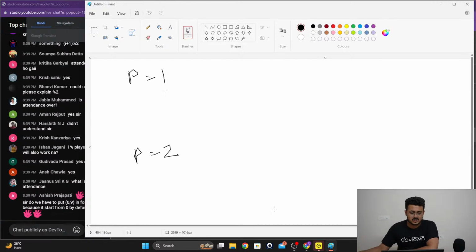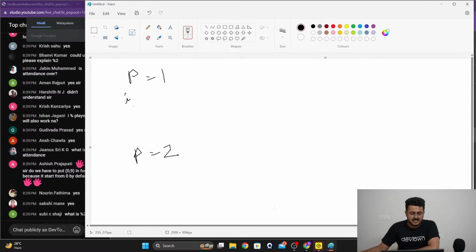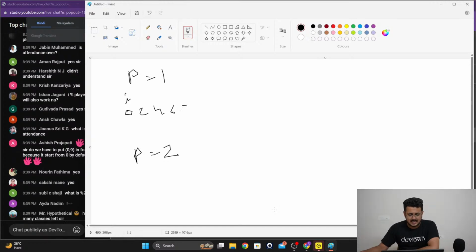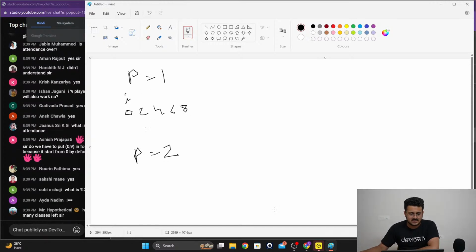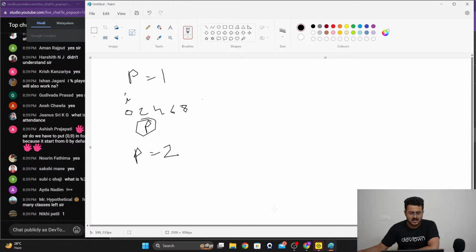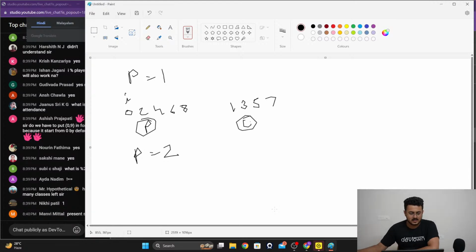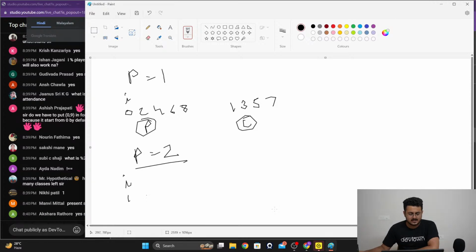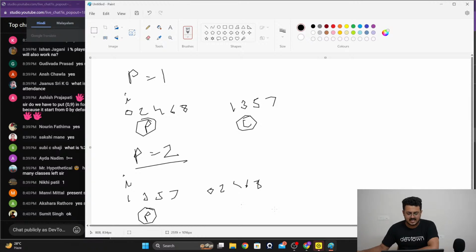If P is equal to 1, that means at i is 0, 2, 4, 6, 8, it is player 1's turn. It is the user's turn, guys. And on places 1, 3, 5, 7, it is the computer's turn. Whereas when P is equal to 2, at i is 1, 3, 5, 7, it is the player's turn. Whereas at 0, 2, 4, 6, 8, it is the computer's turn.